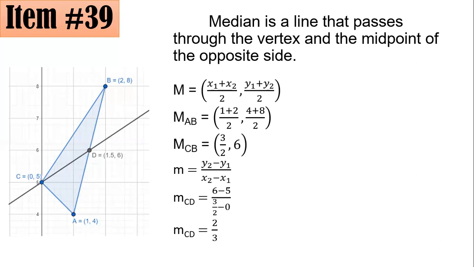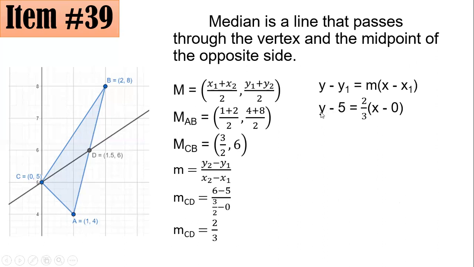2/3. And now I have a slope of 2/3, and I can use either point C or D and plug them in what we call the point slope form, which is y minus y sub 1 equals m times the quantity x minus x sub 1. So in my case, I chose the point (0, 5). But if you choose (1.5, 6), don't worry, you will still get the same answer. But I will choose (0, 5) now.